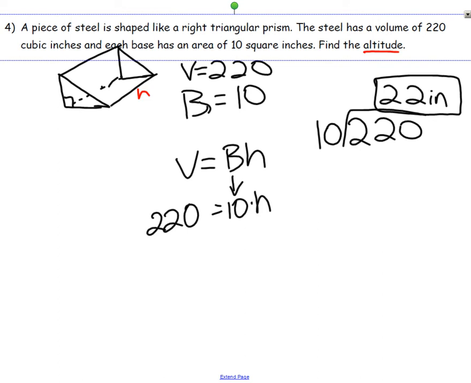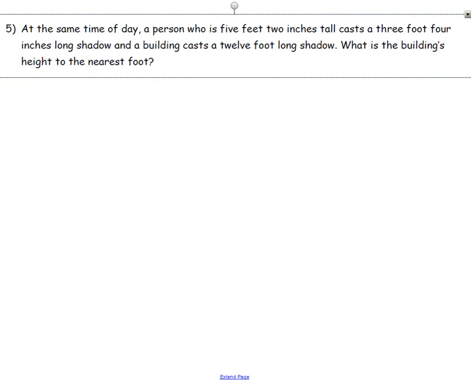4 down, 16 to go. All right, at the same time of day, a person who is 5 feet 2 inches tall casts a 3 foot 4 inch long shadow. So we need a guy or a lady. And our person has a shadow. And then we have a building.